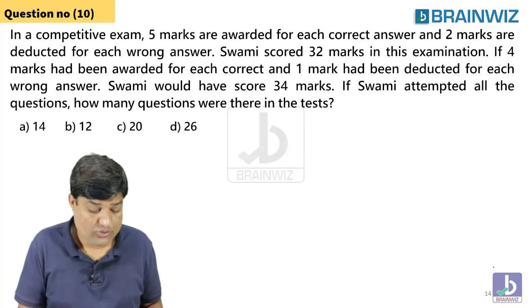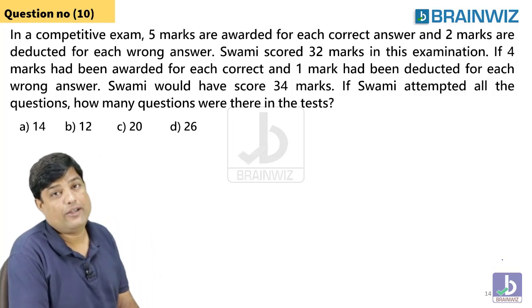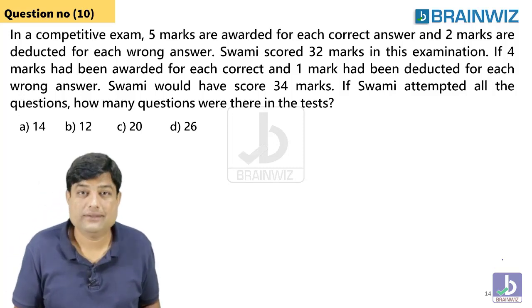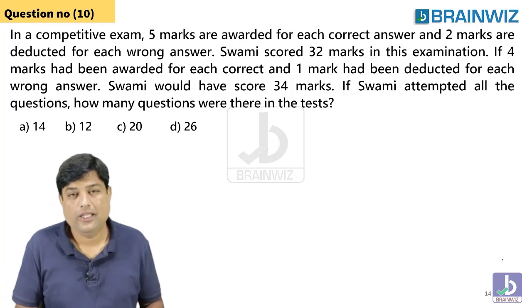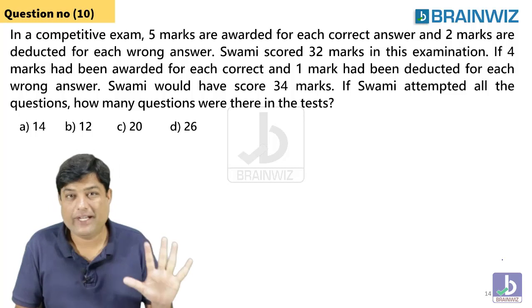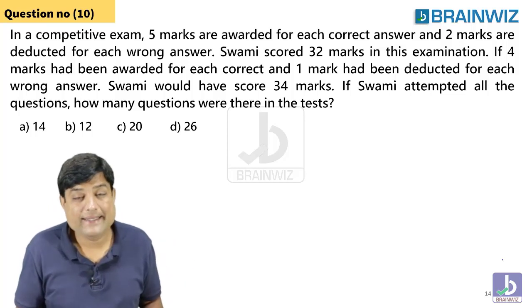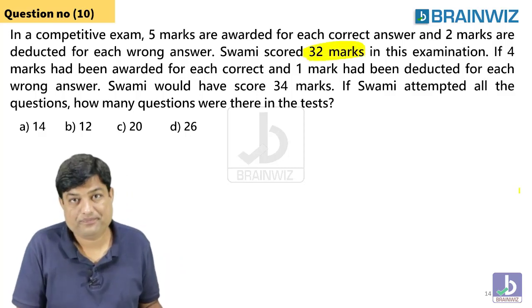Now let's see the last question over here. In a competitive exam, 5 marks are awarded for every correct answer and 2 marks are deducted for every wrong answer. So this is the parameter you should remember: if you give a correct answer, you get 5 marks, and if you do anything wrong, 2 marks are deducted. And like this, Swami has scored 32 marks in the entrance examination.